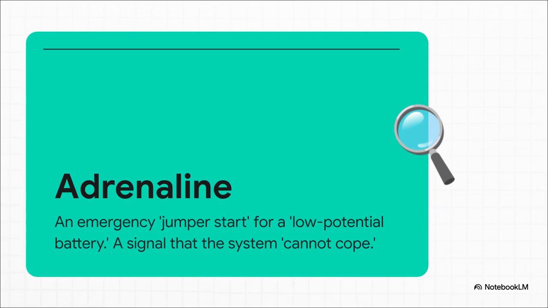The jumper start analogy captures this perfectly. Remember how the body is a low-potential battery? Well, adrenaline is the emergency jumper start you use on a dead car battery. Sure, it gives you a temporary, massive surge of power to get the engine running, but it does absolutely nothing to fix the underlying problem, which is that the battery can't hold a charge. It's a clear sign of failure, not strength.